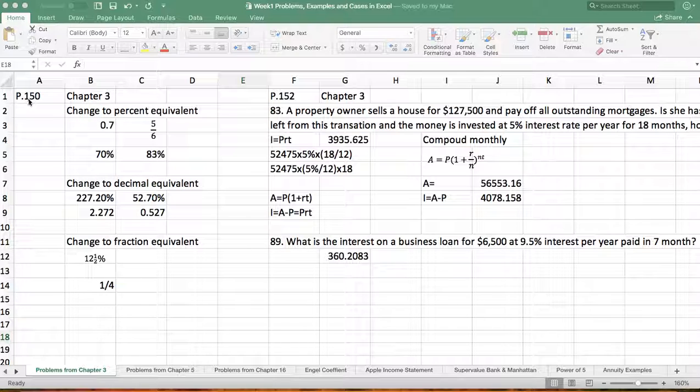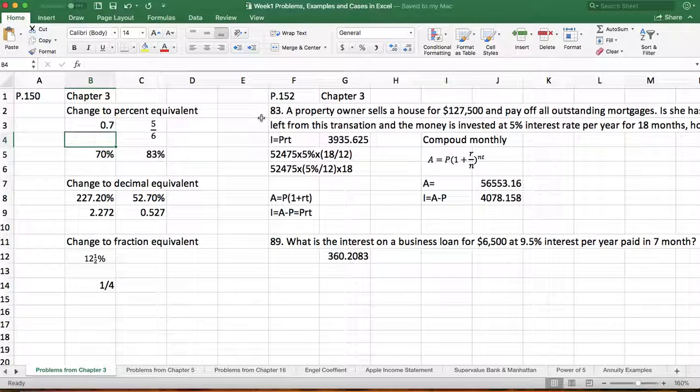page 150. Change to percent equivalence. That means these two numbers. How to change these two numbers into percentages in Excel? Actually, it's very easy. I already did it, but I will do it again now.